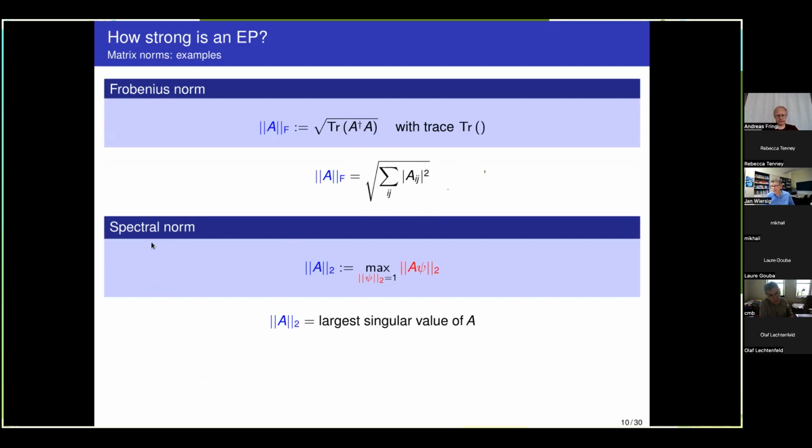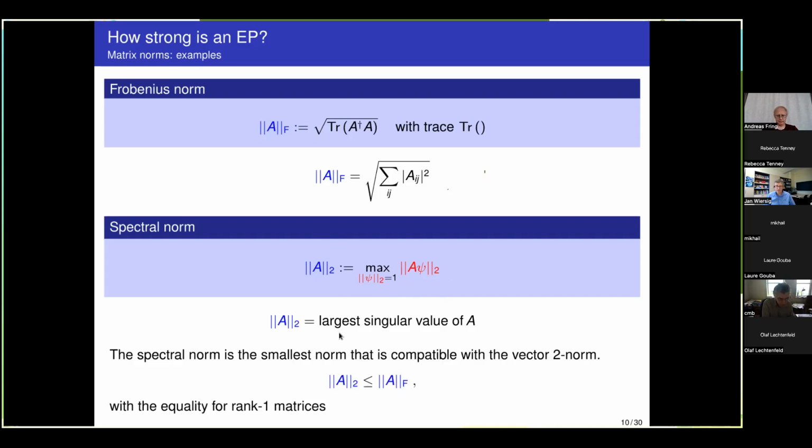Slightly more fancy is the spectral norm, which is defined, for instance, in this way: you apply A to an arbitrary unit vector psi, and then the maximum of this gives you the spectral norm. It's exactly the same if you would define it as the largest singular value of A.